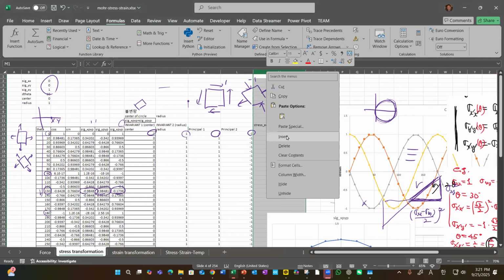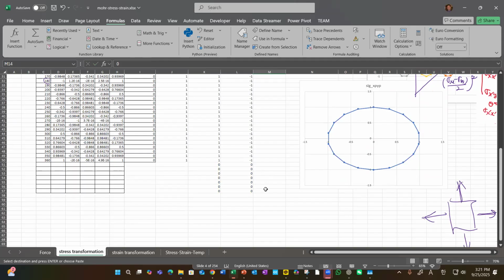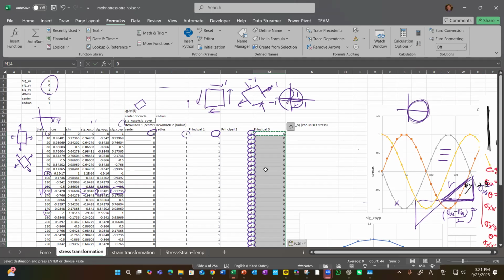3차원을 고려하기 위해서 프린시팔 3이라는 거를 정의를 할게요. 이거는 당연히 뭐겠습니까? 0입니다. 우리가 지금 2디멘셔널 하기 때문에 이거는 그냥 0이라고 값을 넣고요.